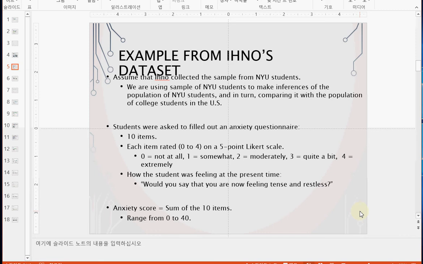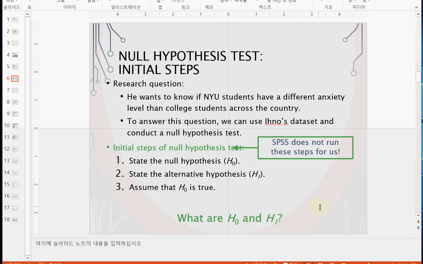Let's assume that the researcher collected the sample from NYU students. So we are using a sample of NYU students to make inferences about the population of NYU students, then comparing with the population of college students in the US. We're going to use the anxiety score as the indicator of the student's stress level. So the research question is, we'd like to know if NYU student anxiety level is any different from that of the college students across the country.